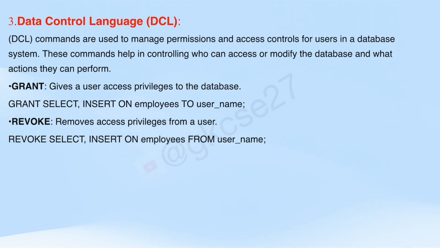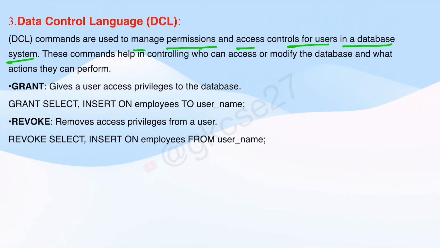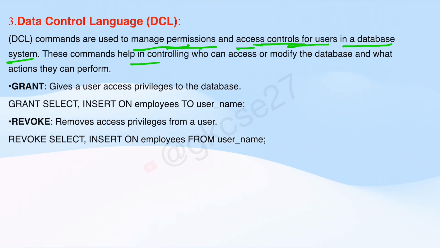Third is data control language, DCL. DCL commands are used to manage permissions and access controls for users in a database system. These commands help in controlling who can access or modify the database and what actions they can perform. That means which person can access the database and what changes or actions can be there. That will be managed through data control language.